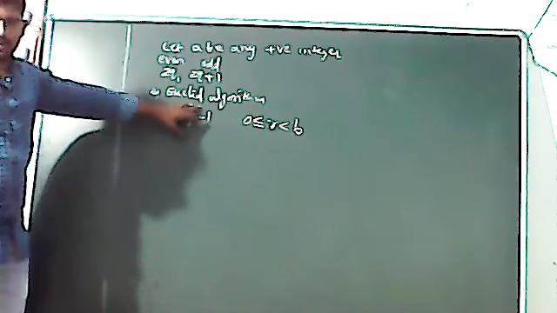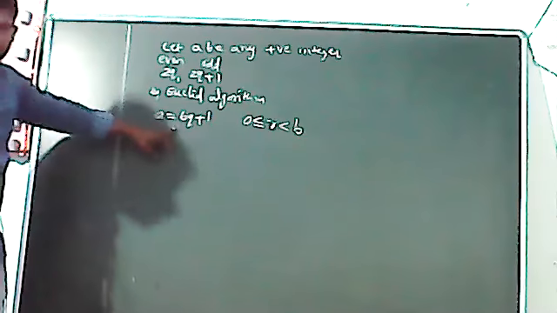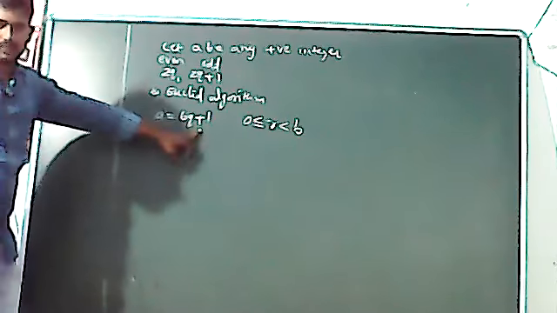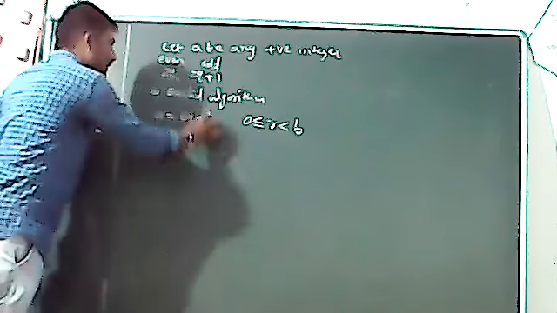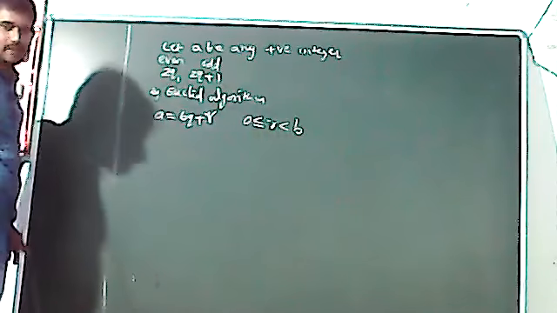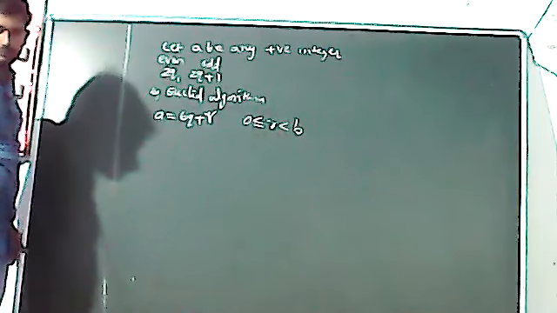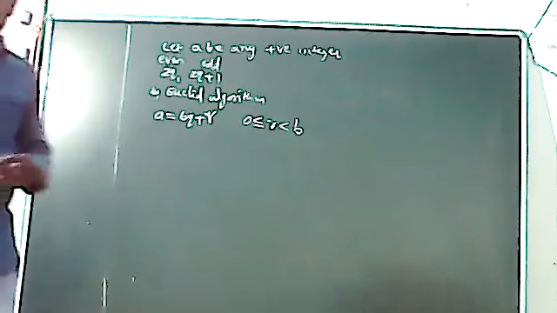In the Euclid algorithm, what is the rule? A equals BQ plus R, and R lies between these two values: 0 less than or equal to R less than B. Do you understand now?